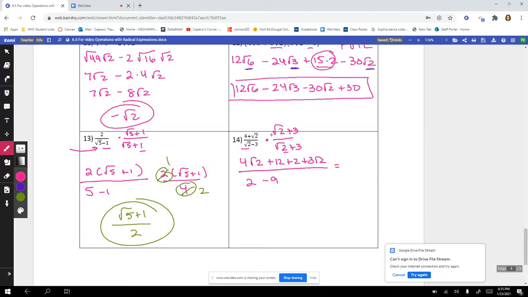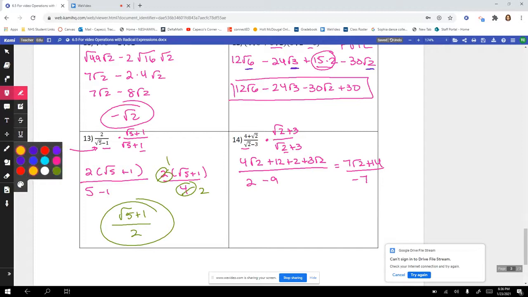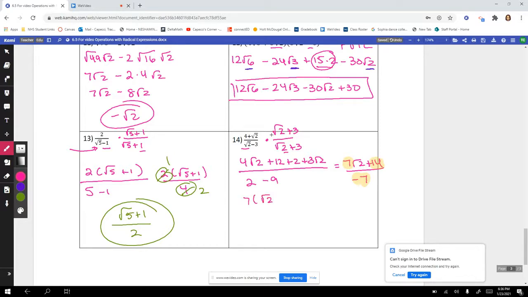So when I clean all that up at the top, I have 7 root 2 plus 14 all over negative 7. Now, if you notice here, my numbers not underneath my radical sign are all divisible by 7. So I'm going to give you a better visual of that. That gives me root 2 plus 2 on the top, all divided by negative 7. So that can simplify. So I'm left with root 2 plus 2 over negative 1. Now, we don't usually see that. We can distribute that, and I end up with negative root 2 minus 2. And I'm all set. It's my final answer.